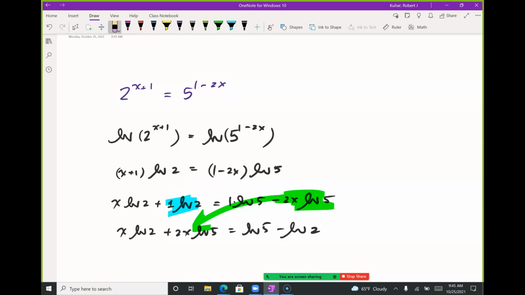Yes. But why did you switch them? Remember, I'm trying to solve for x, so I need all my x terms on one side. Oh, okay. Yep. I didn't see the negative 2x.